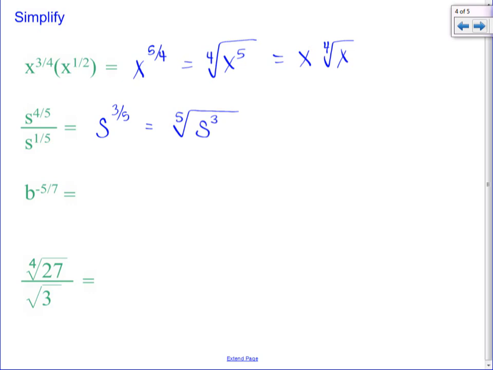All right. This one, if it's a negative, that means what? It's going to move, right? So we've got 1 over b to the 5/7. So let's switch that to radical form. Looks like we've got the 7th root of b to the 5th.